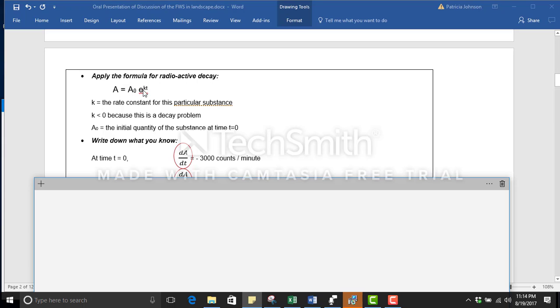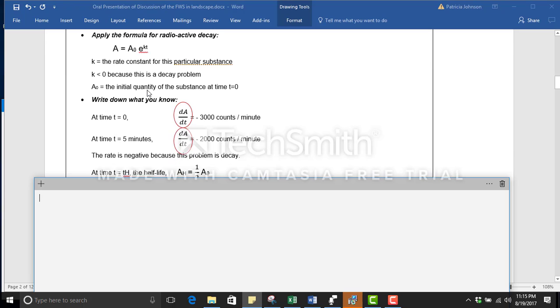A equals A naught times the exponential function raised to the power of kT. A is the quantity of substance remaining at any time t. A naught is the original quantity of substance. K is the rate constant for this particular substance, and T is the variable time.